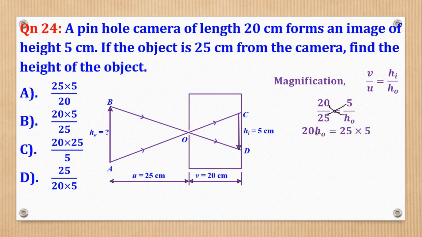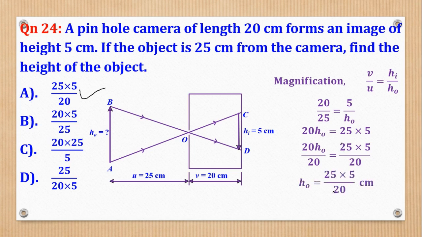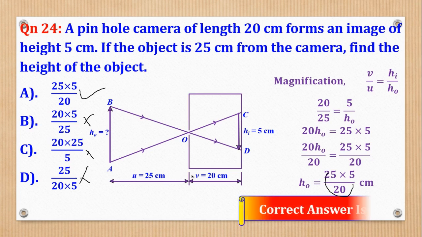Then you shall make H the subject by dividing both sides by 20. So you realize that this one is okay when compared with this. Okay, let's first write it here. When compared with that, it is okay. But this one is not okay. This is not okay. And this is not okay. So the correct answer will be A.